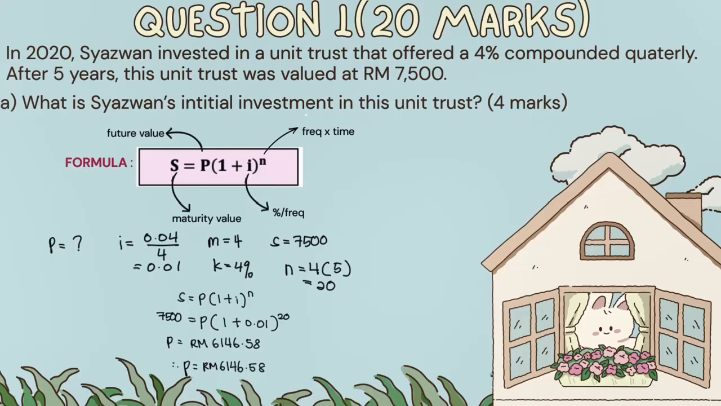After we find all the values, we transfer them to the formula. S is 7,500 equals P times (1 plus 0.01) to the power of 20. So the final answer is 6,146.58. Question B.